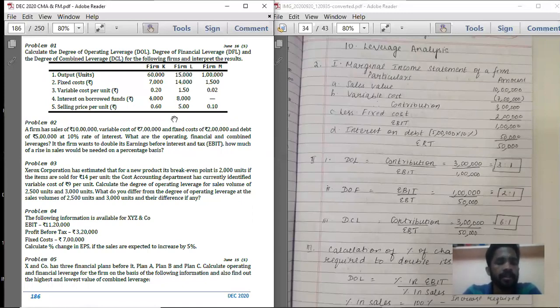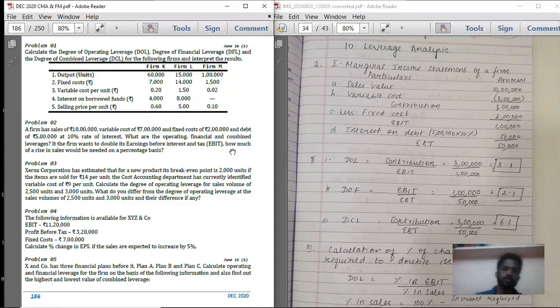And if the firm wants to double its earnings, that is, if the firm wants to double its EBIT, suppose the percentage of change in EBIT is into 2, that is 100% increase. That is, suppose yours is 100 rupees right now, and it wants to double. So the percentage of change in EBIT is 100%. You want double, which means 100% should increase. So how much rise in sales is needed on a percentage basis? They are asking how much percentage of sales is required if EBIT should be doubled. So this is problem number 2.